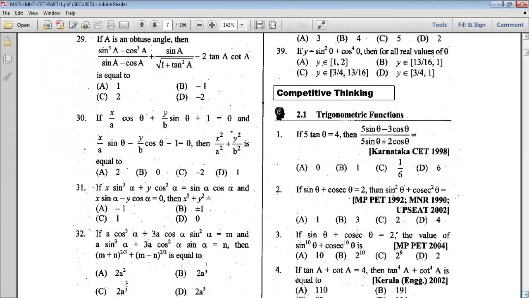Now look at the problem number 30. So observe this problem number 30. It is x by a cos theta plus y by b sin theta plus 1 is equal to 0. From this plus 1 other side, you get the minus 1. And other equation is x by a sin theta minus y by b cos theta is equal to 1. This is another equation. What is the value of x square upon a square plus y square by b square is equal to how much?